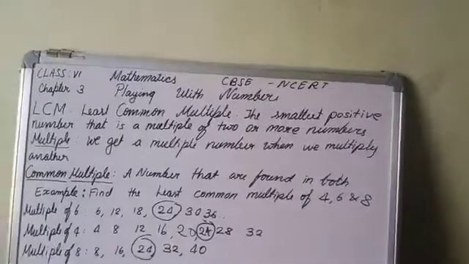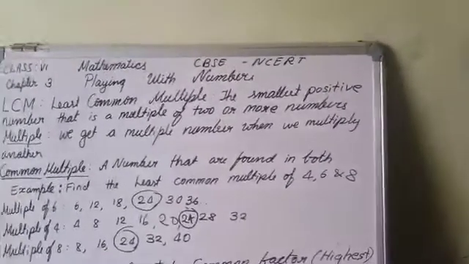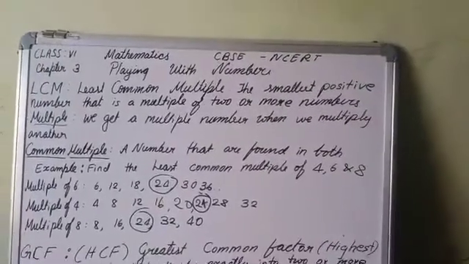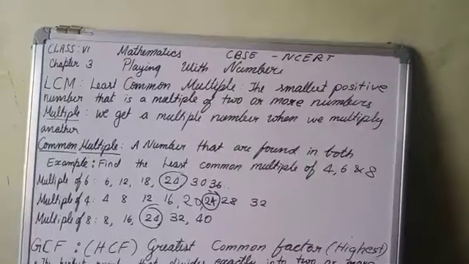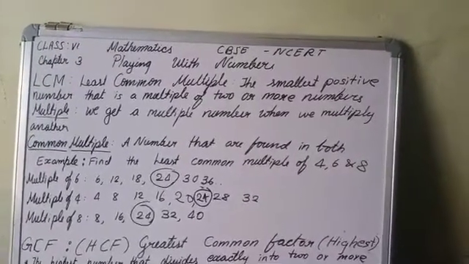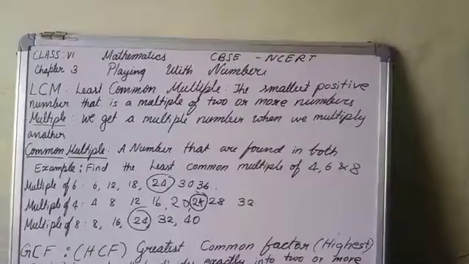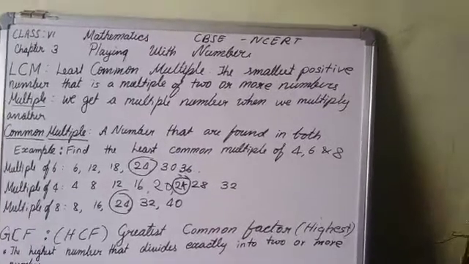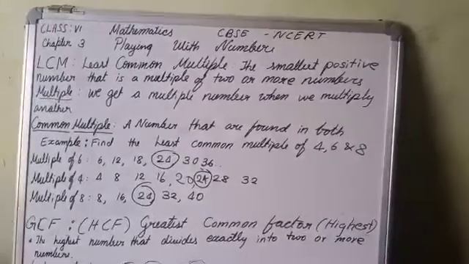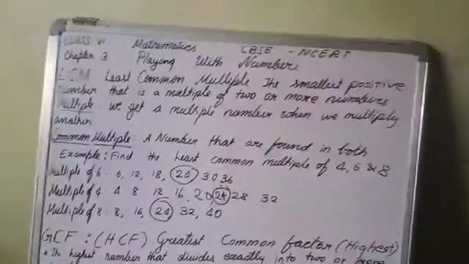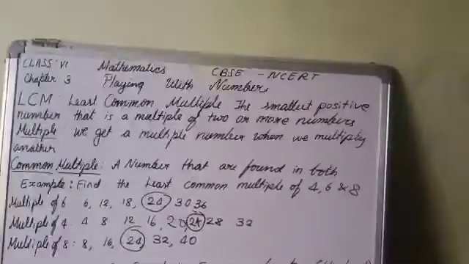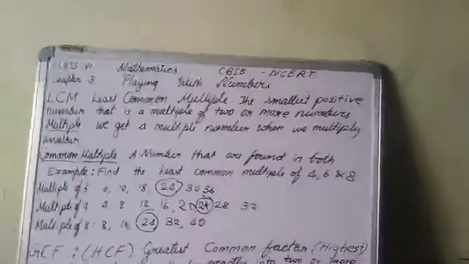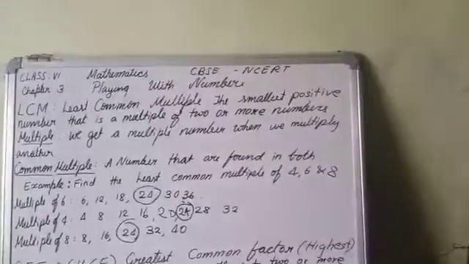In the next topic, GCF and HCF are very helpful. These are very simple, but if you go to higher classes, they are very useful. GCF, HCF: G means greatest, H means highest, C means common, F means factor. Greatest common factor or highest common factor is the highest number that divides exactly into two or more numbers. When finding this, we want to know which number divides all the given numbers, so that time we use GCF or HCF.